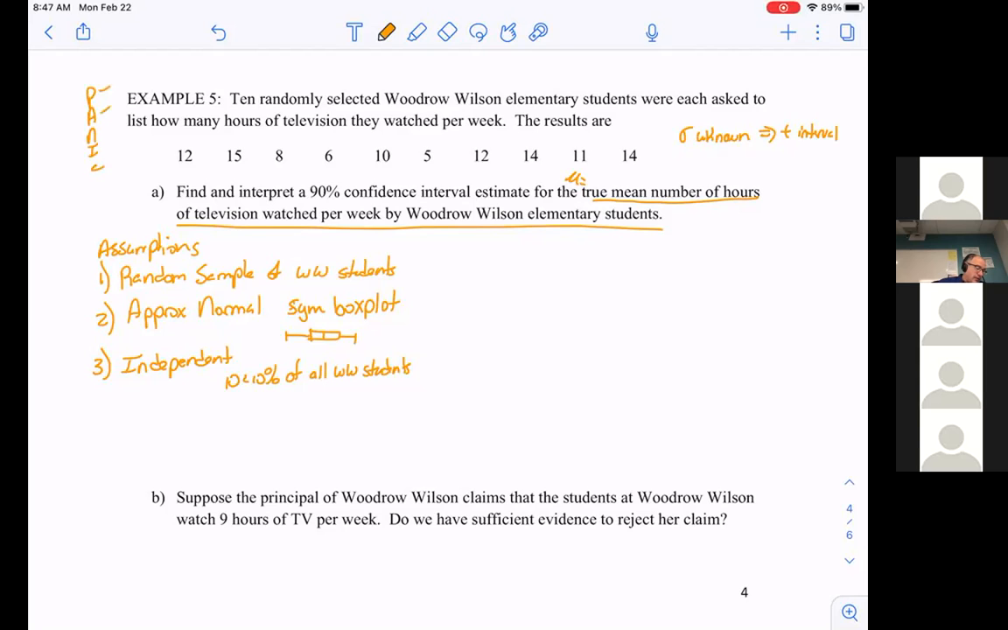Parameter taken care of. Assumptions taken care of. Name. So again, my name has changed. A one sample t interval for means.